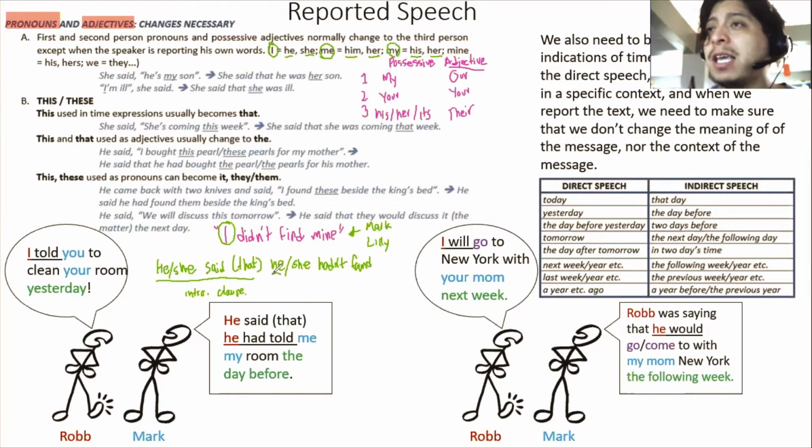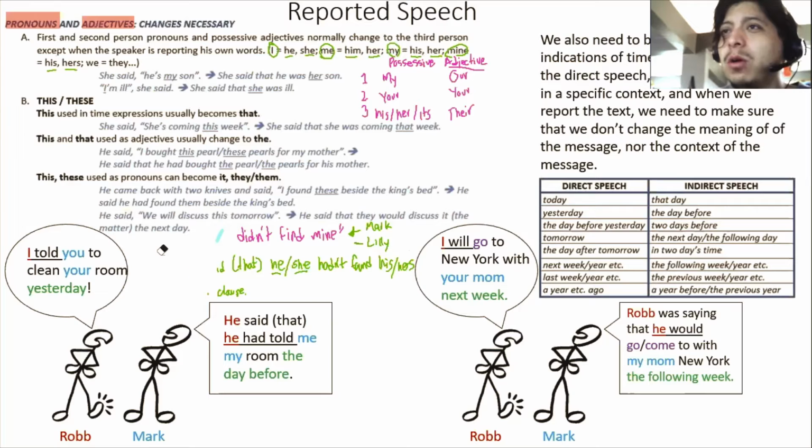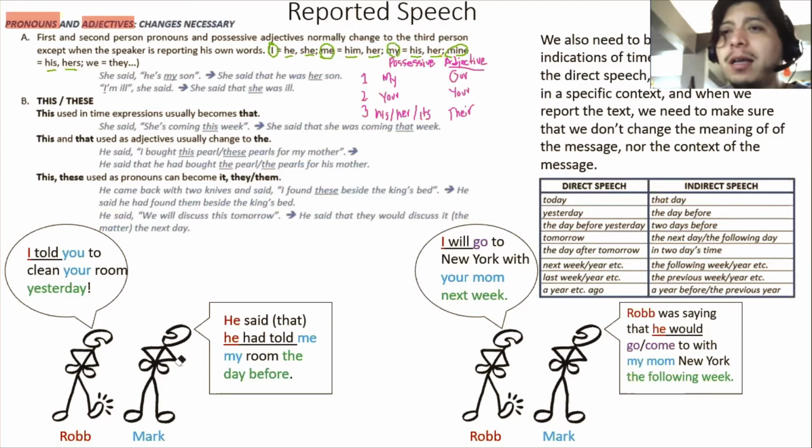If it's Mark, if it's he, his. Okay. If it is Lily, then it's she and it's hers. He said that he hadn't found his. She said that she hadn't found hers. Okay, so whenever you have mine, that changes to his or hers. This is a pronoun, and it changes to this other pronoun. It depends on who is saying this. Okay, we need to know the gender of the person that is saying that.